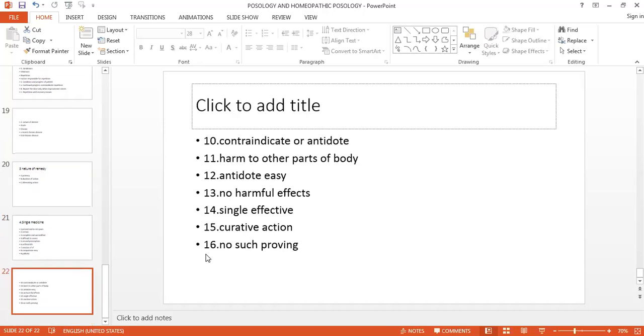Then it is contraindicated करता है in the homeopathy because this is not following the laws of homeopathy or the cardinal principles. Then it will cause harm to other parts of the body. Unnecessarily you are bombarding or giving trouble to your vital force. So it will show its effect. Then it is difficult to do the antidote.